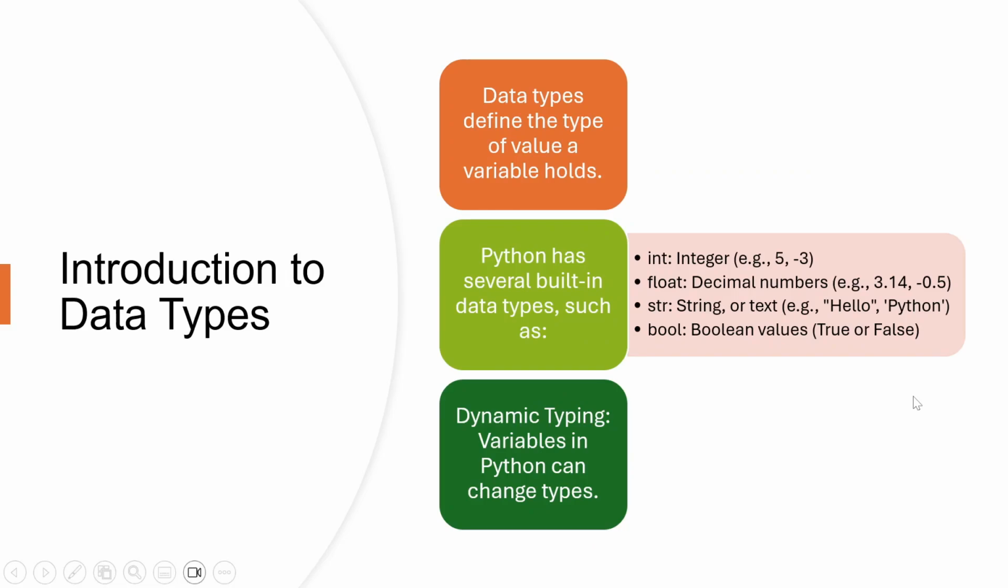Next one is introduction to data types. Data types define the type of value a variable holds. Python has several built-in data types such as integer, which gives you the whole number, float, which gives you decimal numbers like 3.14 or minus 0.5. String is nothing but letters or text like hello Python, inside a double quote or single quote. Bool is boolean values, either true or false. And also dynamic typing: variables in Python can change types.